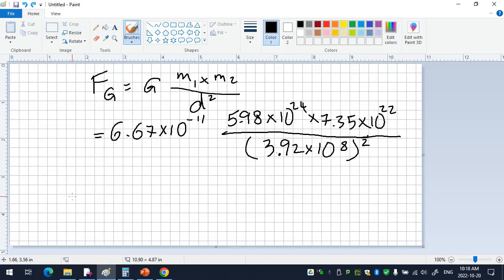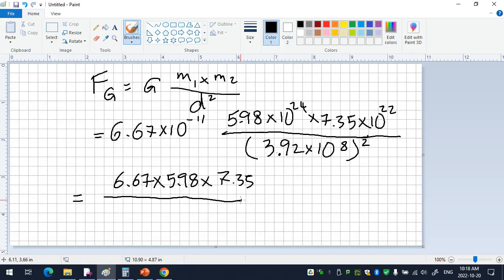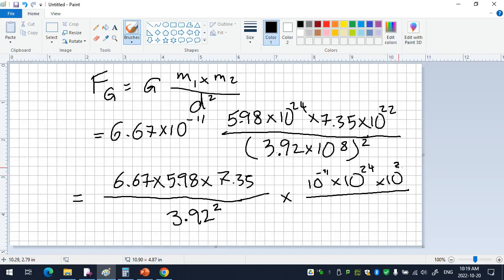All right, equals. So what are we going to do? We're going to do this fraction, 6.67 times what? 5.98 times what? 7.35. All divided by what? 3.92 to what power? Square. No, this is just this part. Just this part. Times. Okay. This one. 10 to the negative 11 times 10 to the what? 24 times 10 to the what? 22 divided by 10 to the, is it 16 or 10?